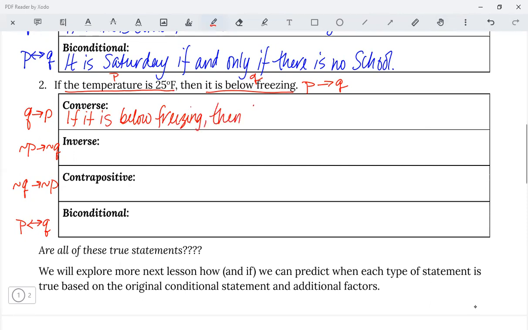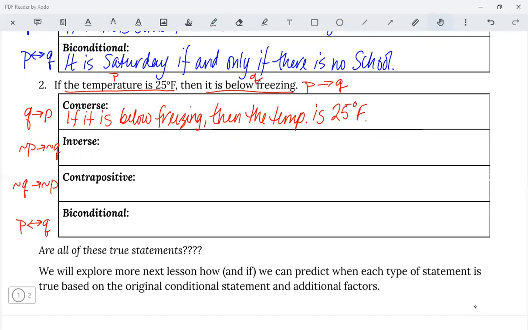then the temperature, and I'm going to abbreviate, is 25 degrees Fahrenheit. Alrighty. Well, that could potentially be true, but not every scenario. Freezing is what, 32 degrees Fahrenheit? And so if it's 25 degrees, sure. But what if it's 0 degrees? That's also freezing in Celsius as well.